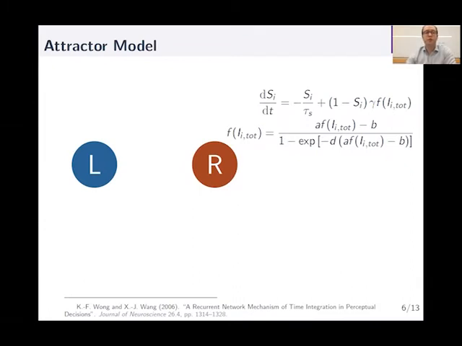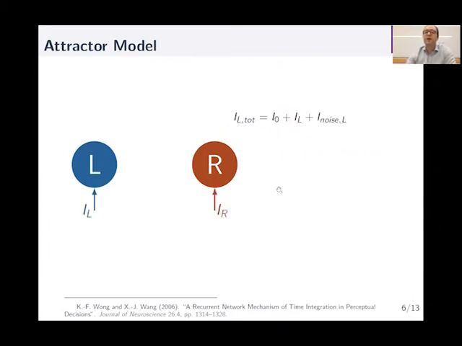For example, the blue will represent bars oriented to the left and red bars oriented to the right. So these two populations are selective for one of the two decisions. And so they are going to receive an input that depends on the difficulty of the task. For example, if the task is really hard, both populations are going to receive almost the same input.